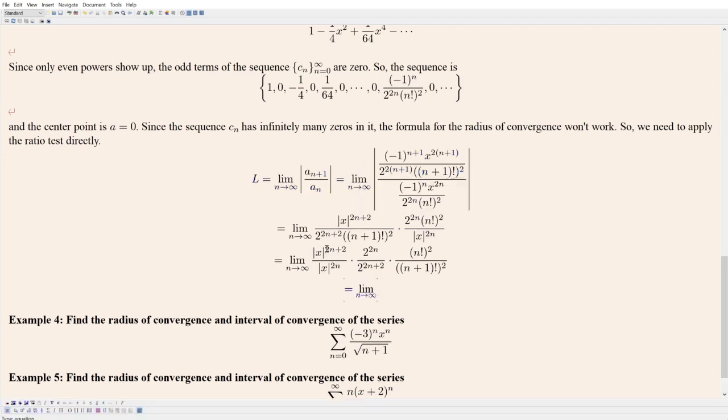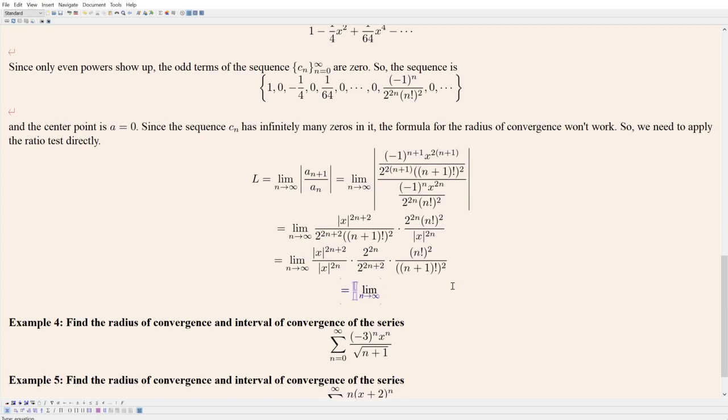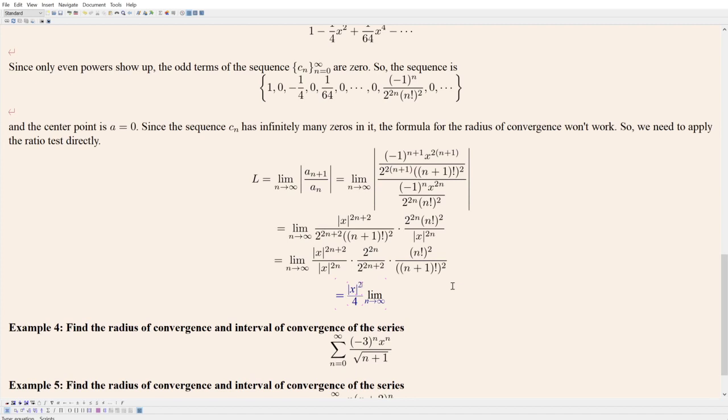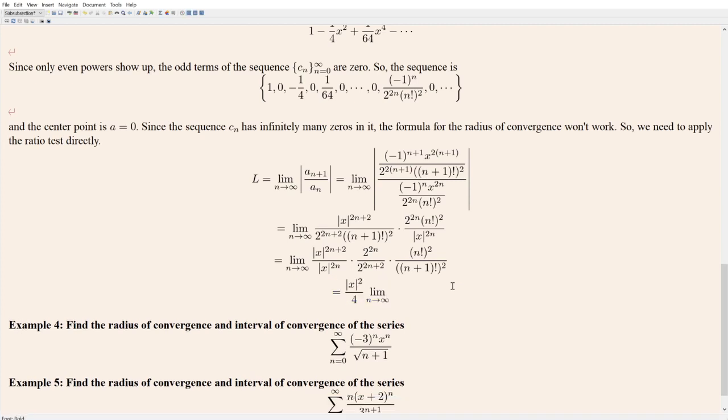Alrighty, so 2n absolute value x's are going to cancel, so we get absolute value x squared left over. And because this doesn't have an n in it, it's a constant, so we can actually pull that out of the limit. Here, 2n 2's are going to cancel, so we're going to have a 2 squared on the bottom. So once again, that's a constant, so we can pull it out. Right, 2 squared is 4.